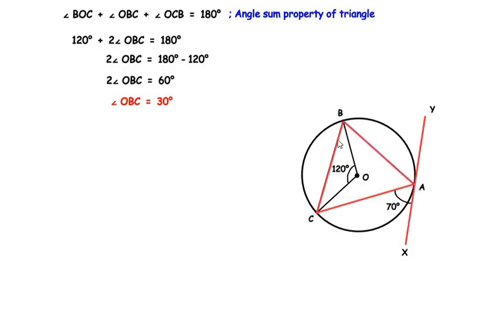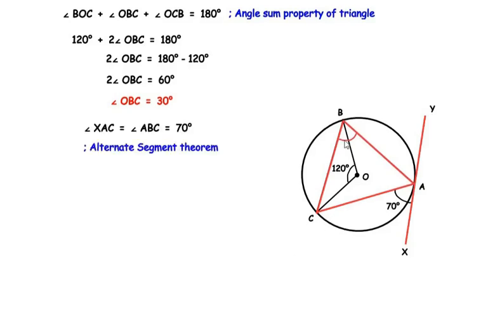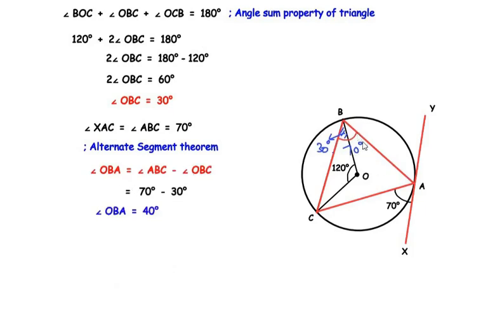at point B. So this total angle, that is angle ABC, will be equal to angle XAC, that is by alternate segment theorem. So here we are going to get the value of angle ABC as 70 degrees, and we have found the value of this small angle OBC as 30 degrees, and in the question we were asked to find the value of angle OBA. So we have to just subtract this 30 degrees from 70 degrees to get the small angle OBA. So here we have written angle OBA is equal to angle ABC minus angle OBC. So 70 minus 30 is going to give us the value of angle OBA as 40 degrees. So this is our answer.